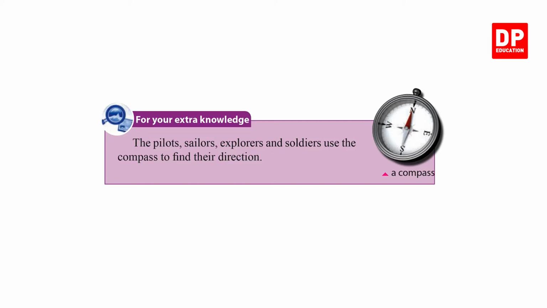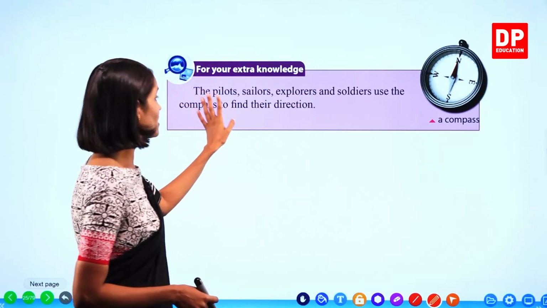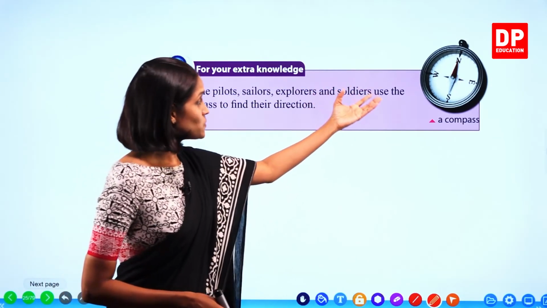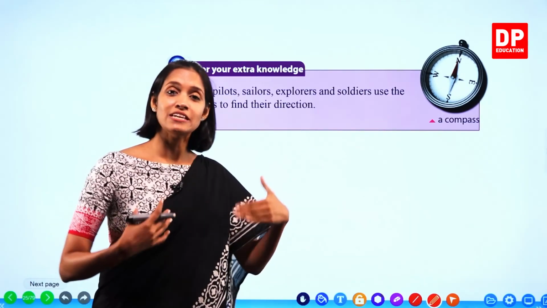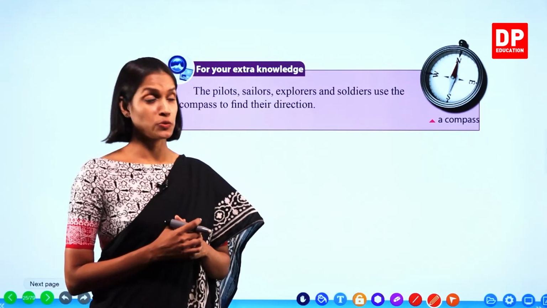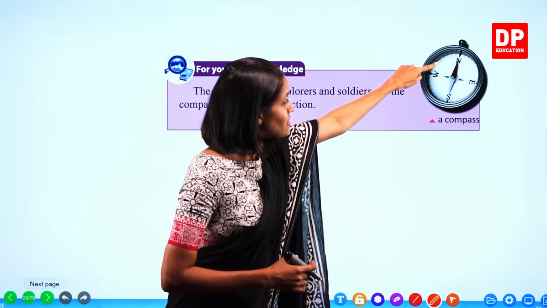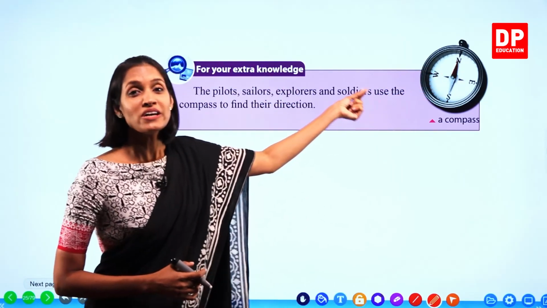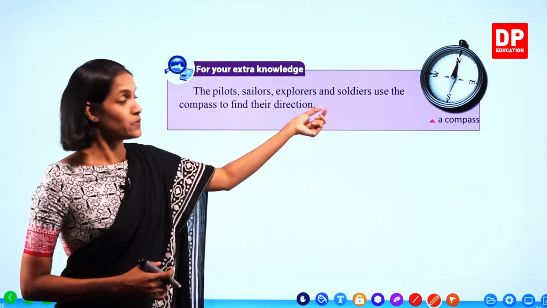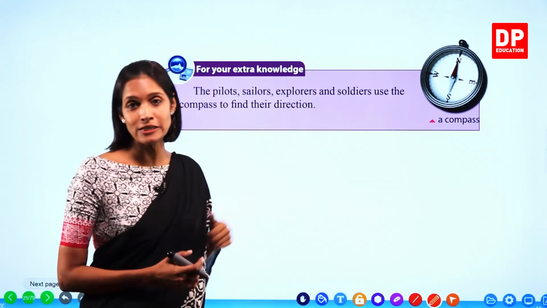So here look at this one, this is for your extra knowledge. The pilots, sailors, explorers and soldiers use the compass to find their direction. Because using a compass we can easily find the directions, north, east, south and west, okay? So do you know that the needle of the compass is also a tiny magnet? Okay children, it's a tiny magnet that is pivoted or balanced on a tiny pointer.